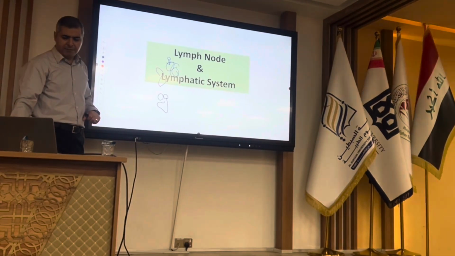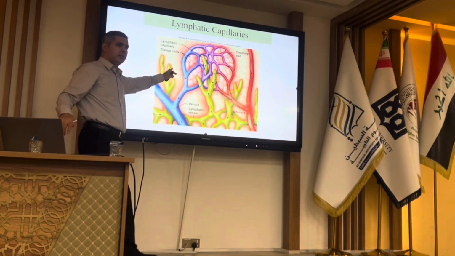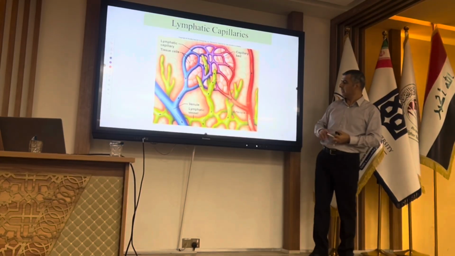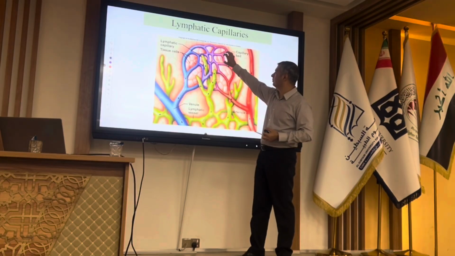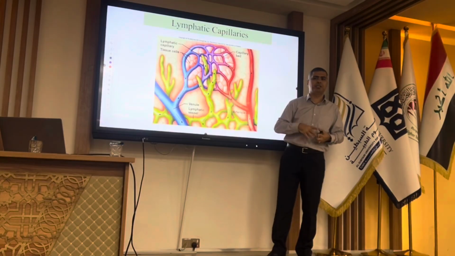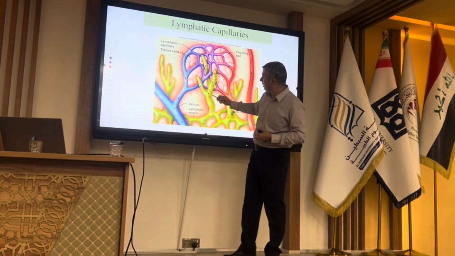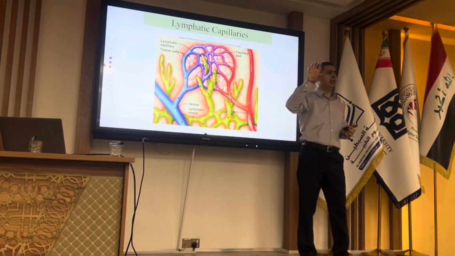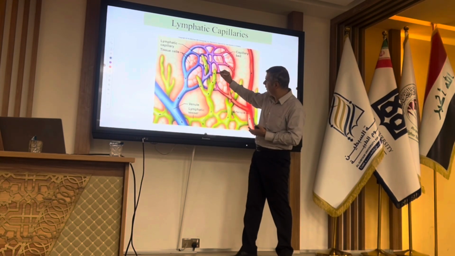So, lymph node and lymphatic system. What is this? Capillaries. In the tissues we have artery, arteriole, and capillaries. And you know that from the capillaries, plasma exits the blood and makes the interstitial fluid, and some of the interstitial fluid is absorbed by the venules, and some other part is absorbed by lymphatic vessels.